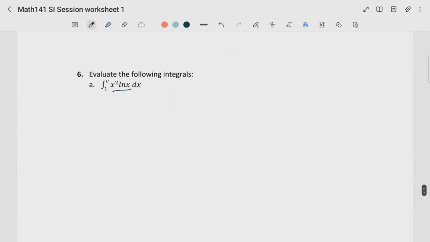Right, so this problem is asking us to evaluate the integral of x squared times ln x between 1 and e, right? So we know that in this case, we'll be using integration by parts, because all the other methods of integration that we know of cannot help us solve this easily, right?